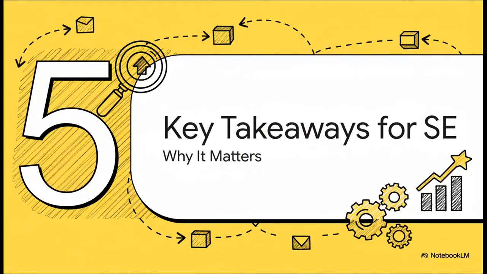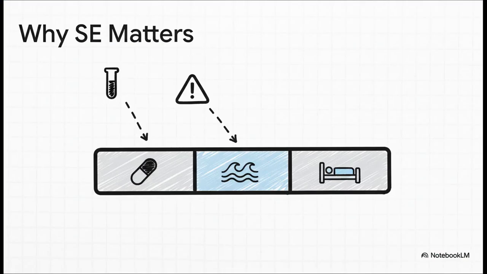Okay, so we've seen what SE is, how it works, but let's get to the real bottom line. Why does any of this matter? Why is it so important? This is really the whole point. SE provides context. Think about it. A lab result comes back or an adverse event happens. SE tells you exactly what was going on with that subject at that precise moment. Were they on the study drug? Were they in a washout period? This context is absolutely fundamental for doing any kind of accurate analysis.